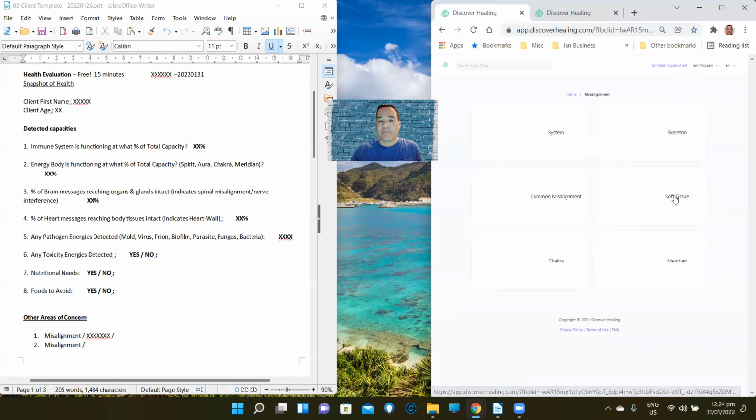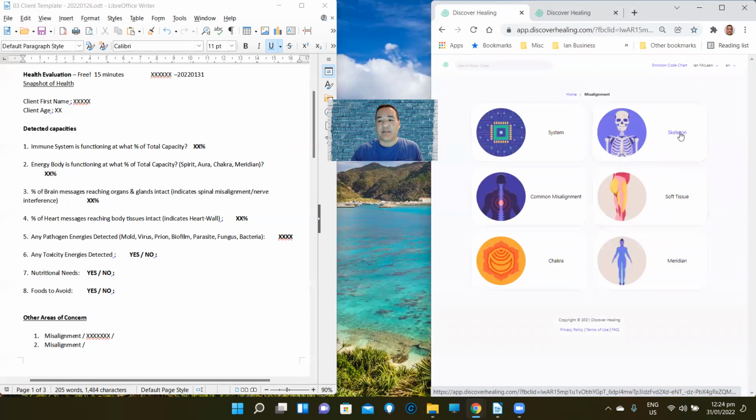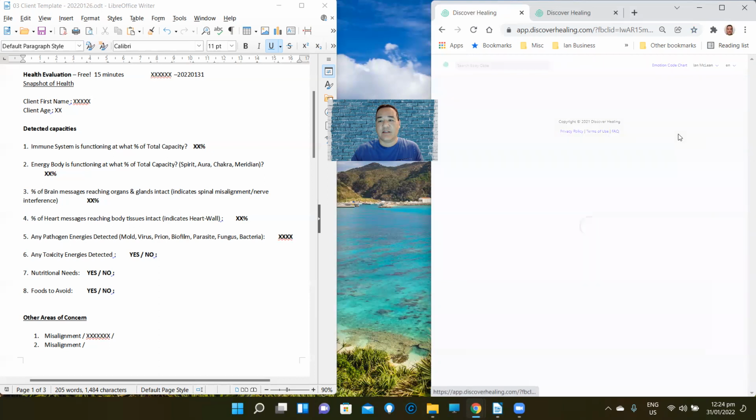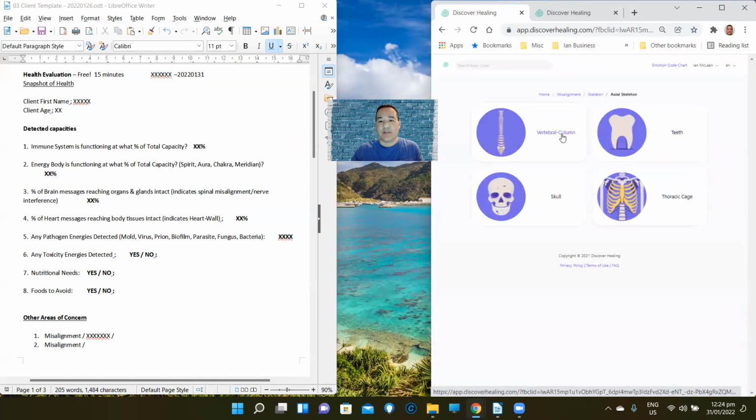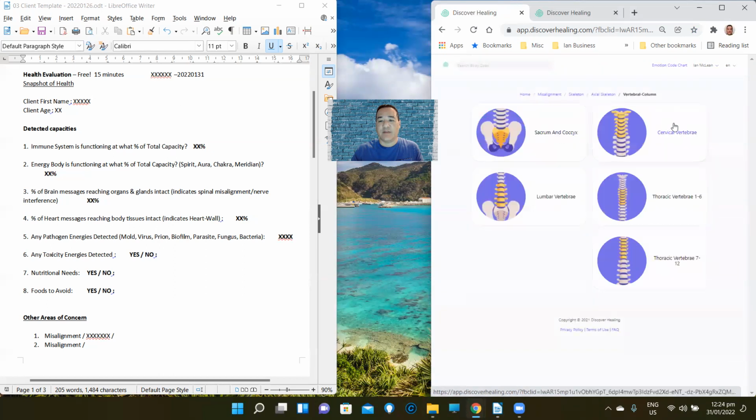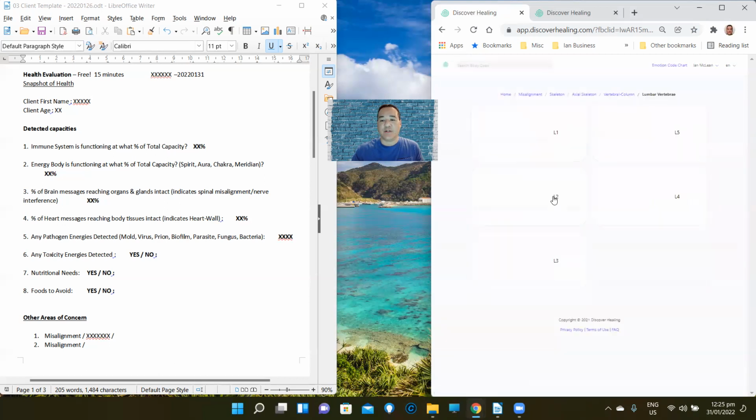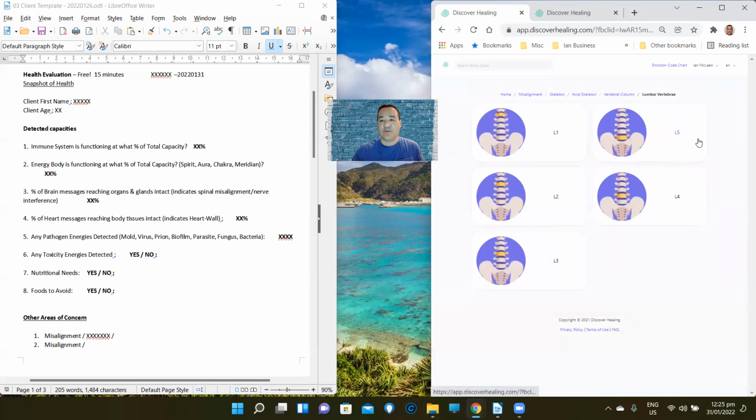So like back pain, if I go to skeleton, the vertebral column. People might have lower back pain, and the cause would be, in a lot of cases, a misalignment. So say it's the lumbar vertebra. You could check if it's L1, 2, 3, L4, or L5. And then what I'll do in the actual session is muscle test to see what's the underlying cause.